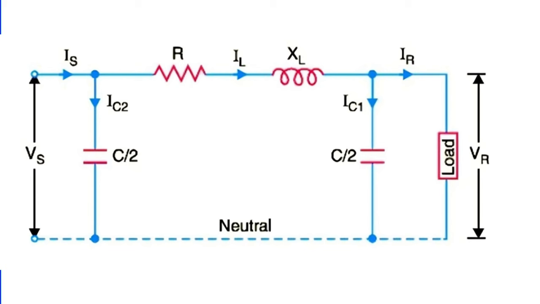However, under full load conditions, the load current surpasses the charging current from the capacitors. With a substantial load current flowing through series inductors, the reactive power consumed exceeds that generated by capacitors, resulting in a negative net reactive power and a voltage decrease at the receiving end.